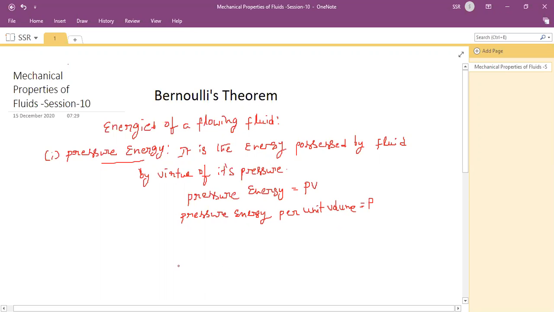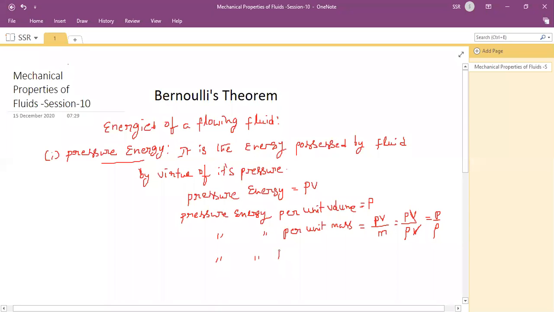And pressure energy per unit mass, that is equal to PV by m. Then PV by m, what can you write? Let us say density rho, m is rho V. Then V and V cancel. Then that is equal to P by rho. Do you remember this? Pressure energy per unit mass, P by rho.